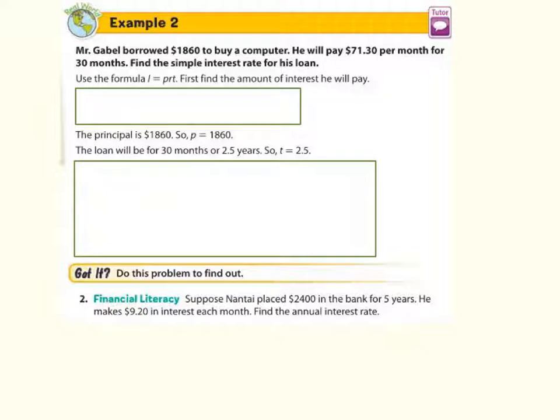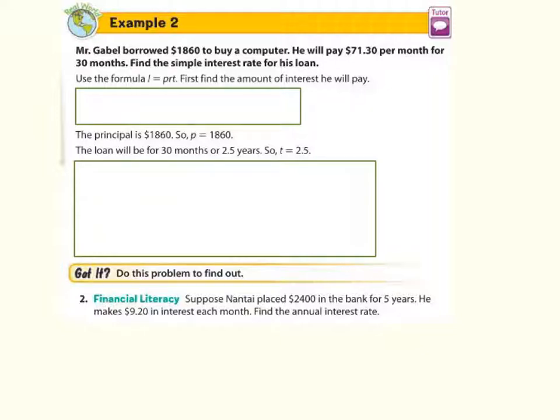So if you read about Mr. Gabble, he borrowed $1,860 to buy a computer. He will pay $71.30 per month for 30 months. Find the simple interest rate for his loan. So in this case, we're finding R. So we should know I, P, and T. However, you actually have to find I first because it tells you how much he borrowed.